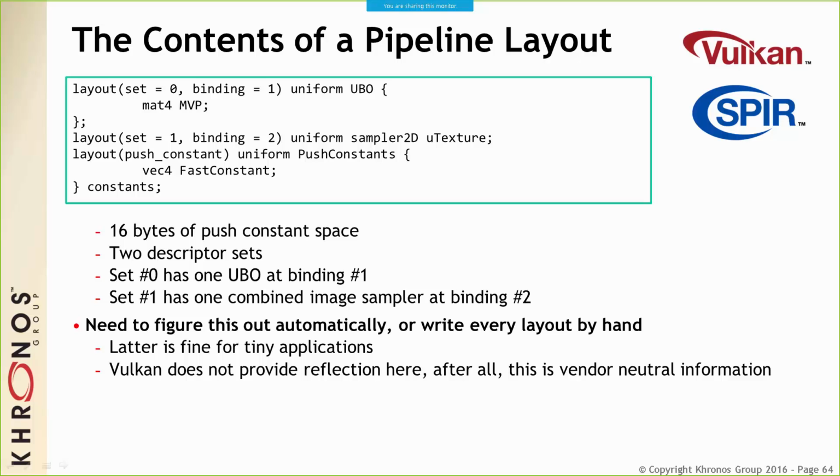So you might consider, you could write this by hand, right? You could know, oh, my shader does this, I will just write out the layout myself. But consider that if you have a big application, you probably have hundreds, if not thousands of shaders, and you're not going to write that by hand for every single shader. That's not practical. So we need some kind of tool to do this automatically, which is what SPIR-V-Cross does.